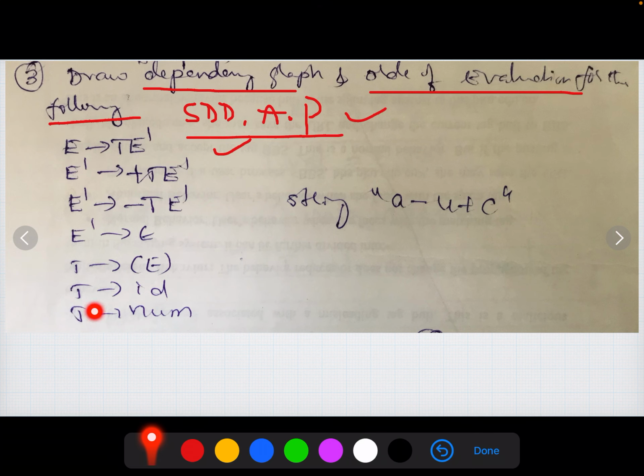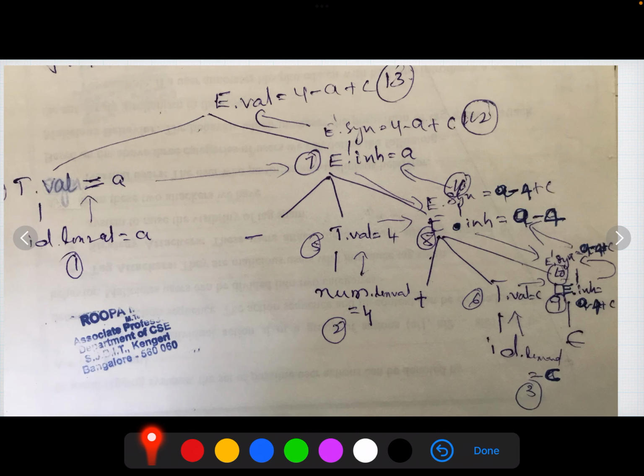So these are our productions, which also include, along with ID, a number also. Okay, which is the same as the previous example, but additionally you have parenthesis as well as the number production. So which might be of this kind, string a minus 4 plus c. This problem has also appeared many times in the exam.